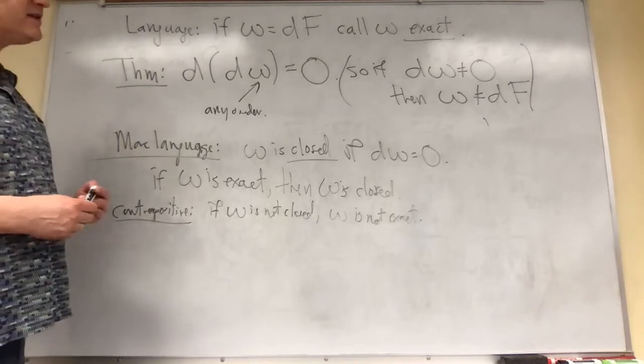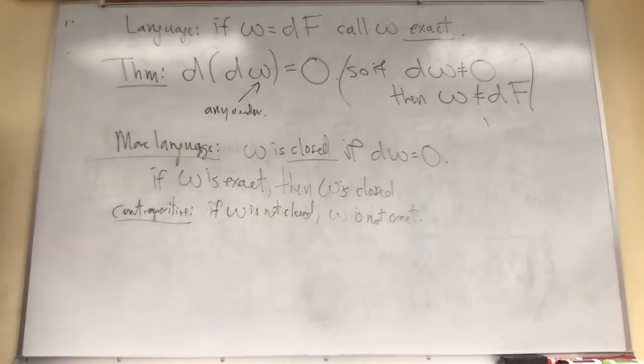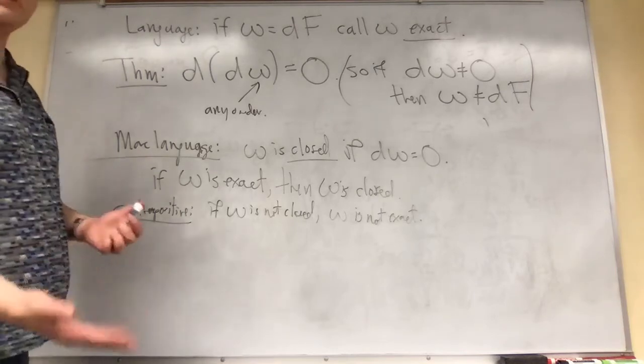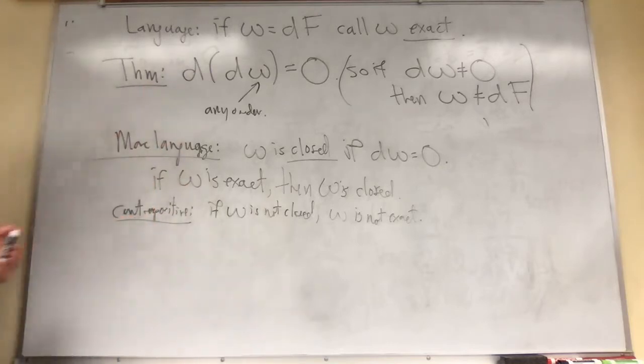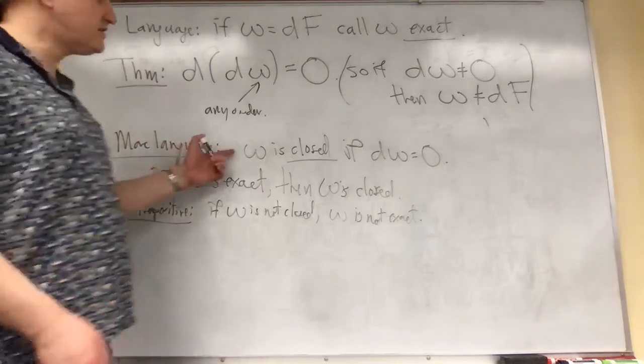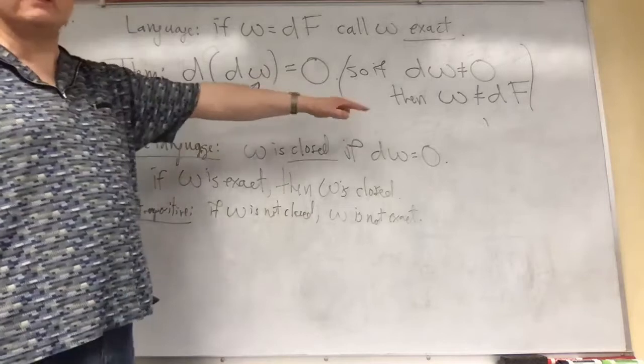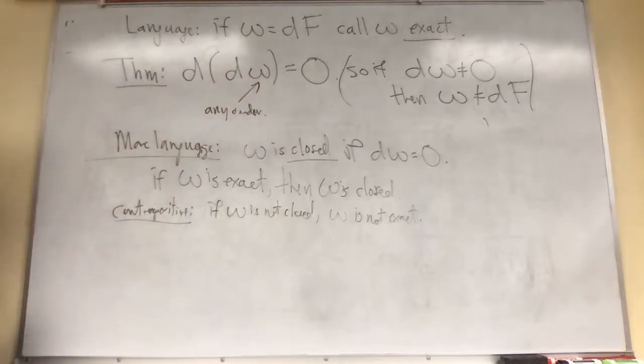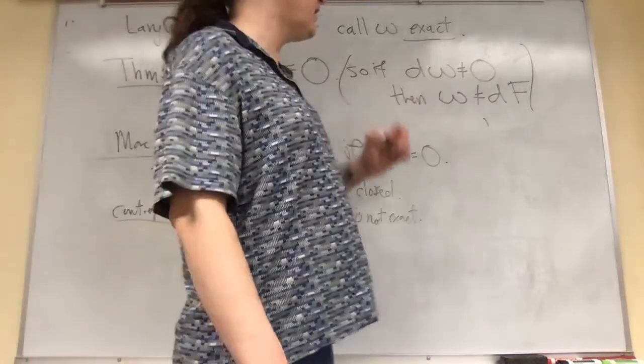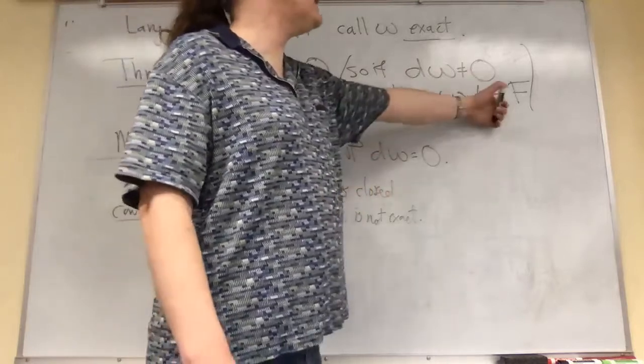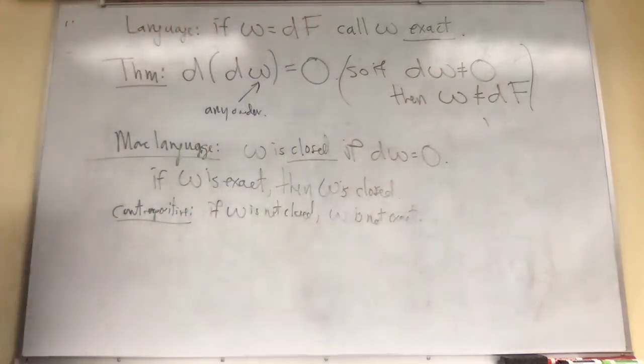So if I want to try to find out something about omega, I want to know, is it independent of path? One thing I could do, which is a pretty easy thing to do, is take its derivative, see if we get 0 or not. If we don't get 0, then it's not the derivative of something. So we can't apply the fundamental theorem of line integrals.